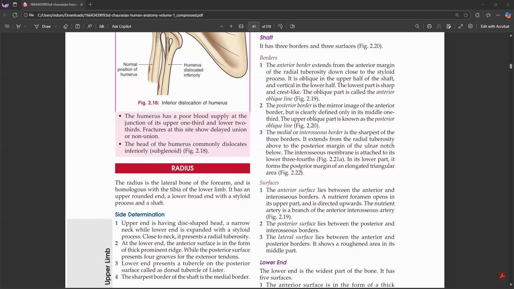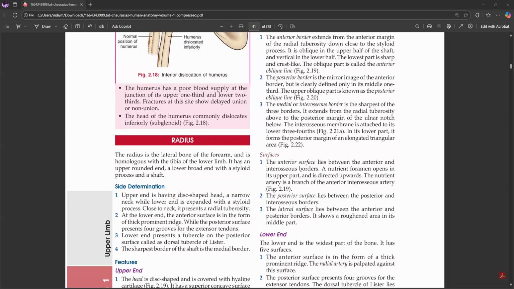Number 3. The medial or interosseous border is the sharpest of the three borders. It extends from the radial tuberosity above to the posterior margin of the ulnar notch below. The interosseous membrane is attached to its lower three-fourths, figure 2.21a. In its lower part, it forms the posterior margin of an elongated triangular area, figure 2.22.